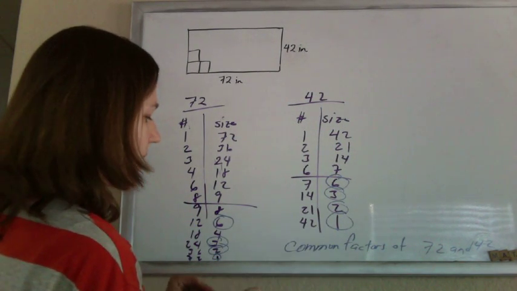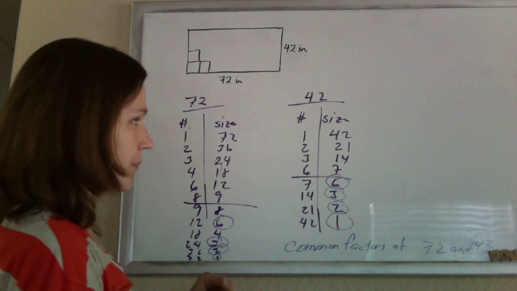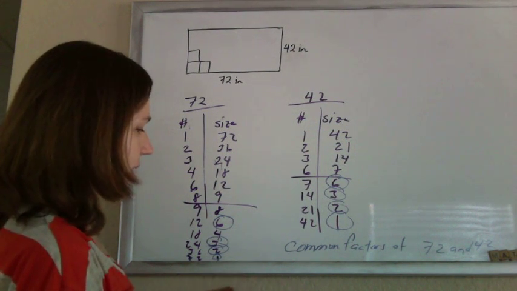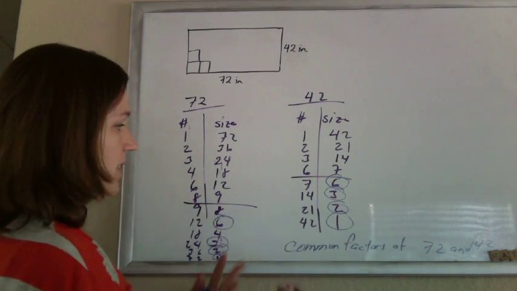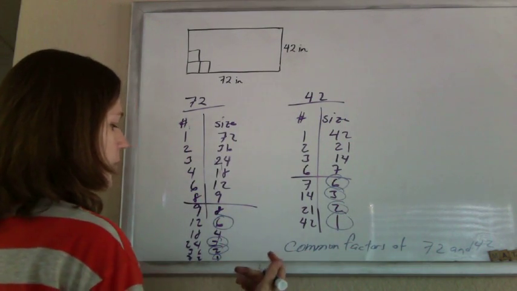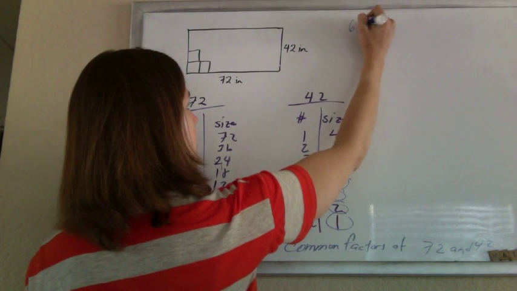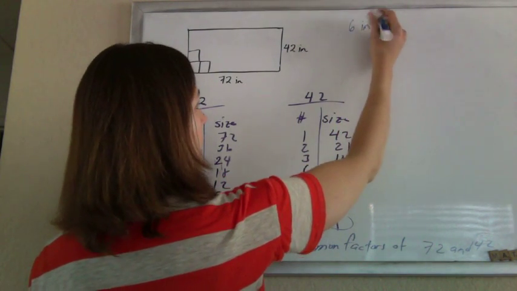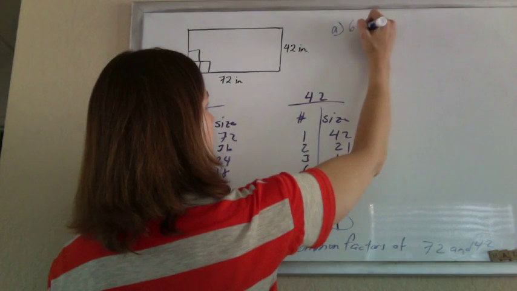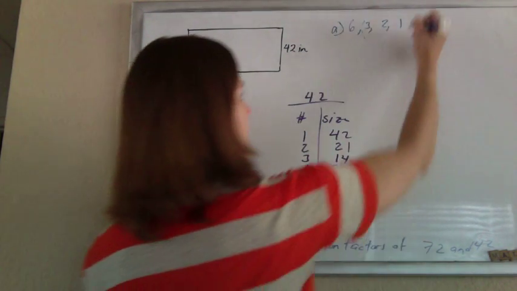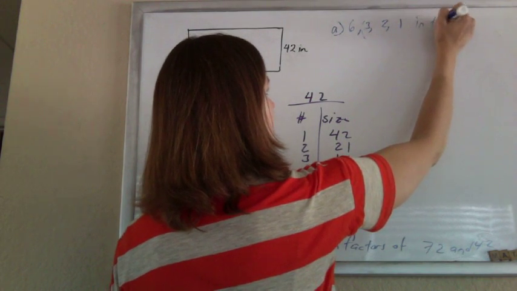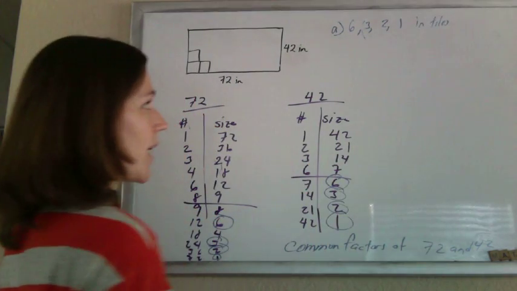So when they say find three different size tiles that will work to fill this space, we've actually found 4. So we could use 6-inch tiles, 3-inch tiles, 2-inch tiles, or 1-inch tiles. And these are our common factors.